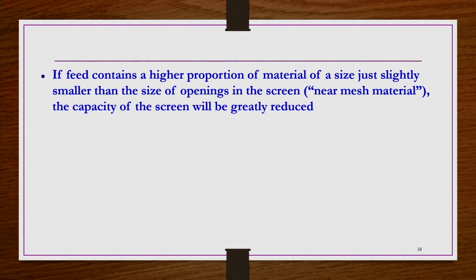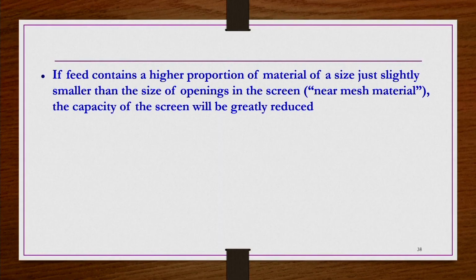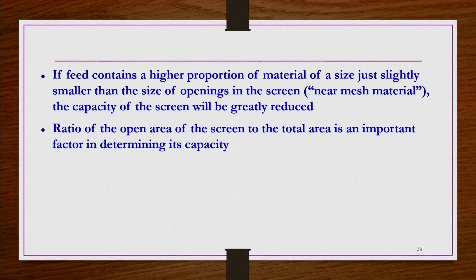If the feed contains a higher proportion of material of a size just slightly smaller than the size of the opening in the screen, that is near-mesh material, as we call it. Let us say the mesh opening is 0.05 mm, but if you have some material like 0.049 mm or 0.048 mm, then it is possible that those may be blocking the pores. So the capacity of the screen would be very much reduced because of those kinds of materials. It is not advantageous to have near-mesh material when you do the separations.